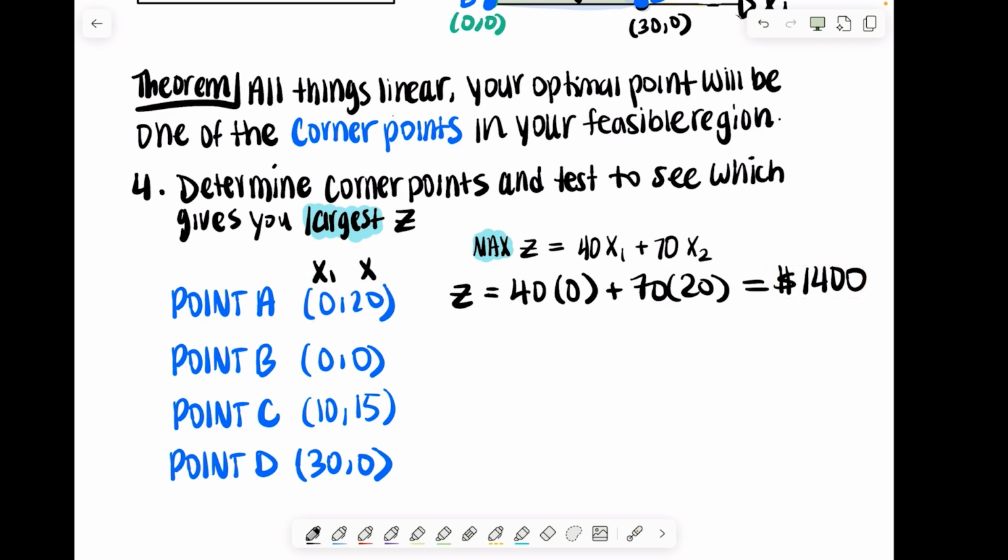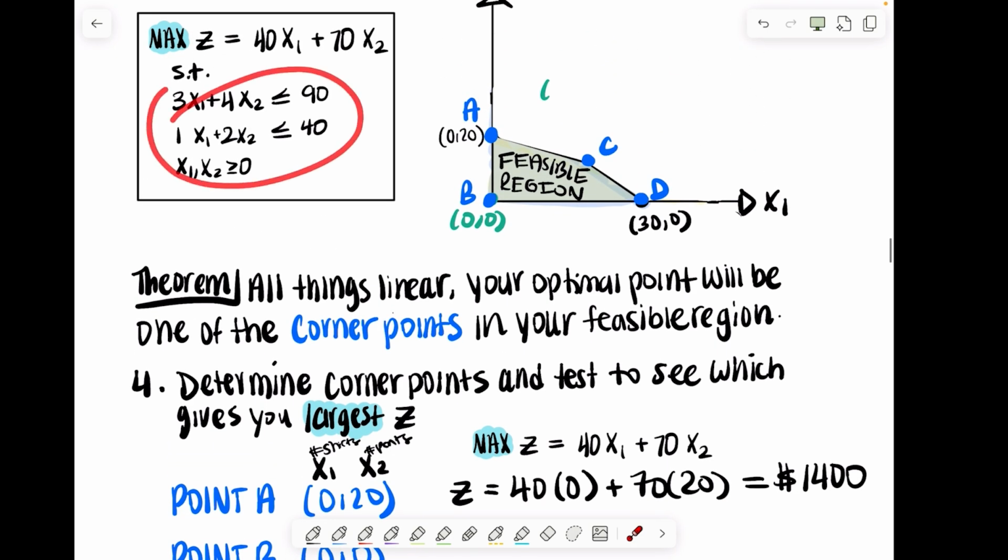Remember, this is x1, x2. x1 represents the number of shirts. x2 represents the number of pants. That's what these points are telling us. These are all feasible points. They are points that satisfy all of these constraints. Now I'm going to try again.